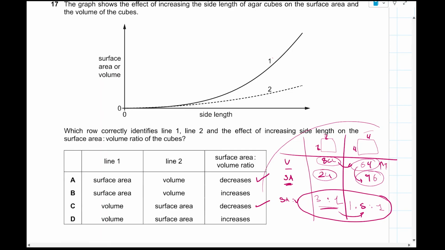Therefore, it makes sense that the accelerating line is going to be the volume. Therefore, line 1 is volume. And therefore, line 2, because it's increasing at a lower proportion, is going to be the surface area. Therefore, the answer is going to be C.